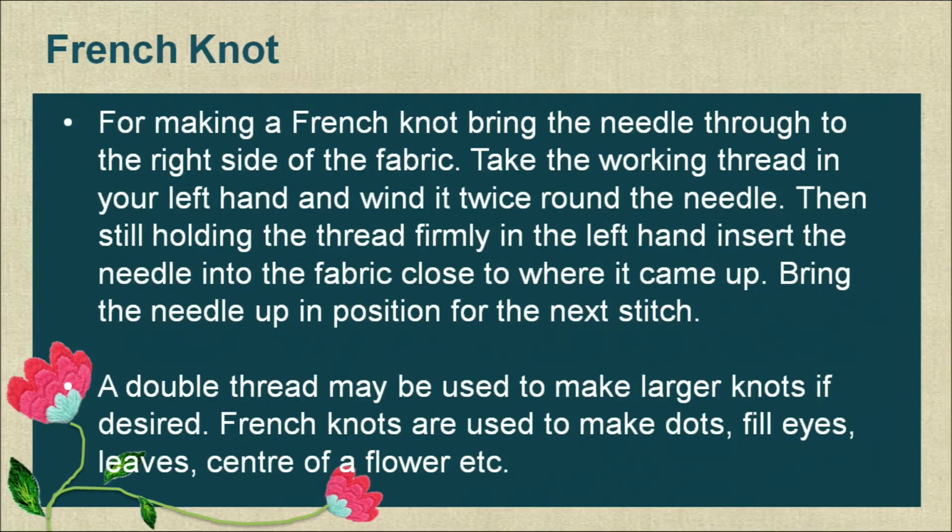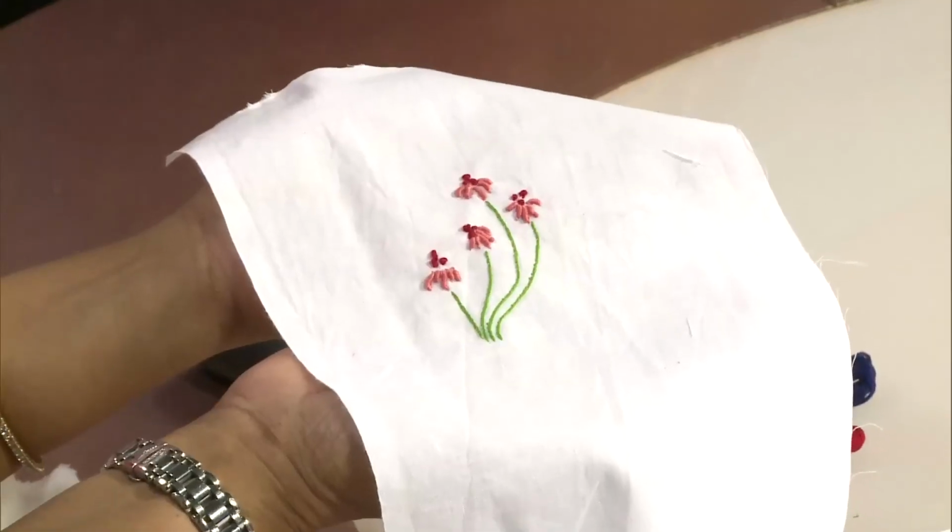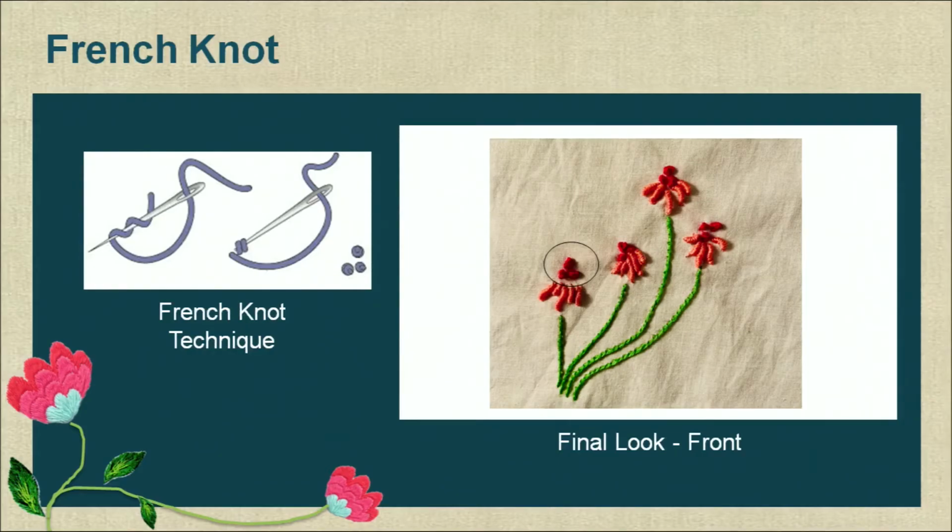A double thread may be used to make a larger knot if desired. French knots are used to make dots. You fill eyes, you can fill up leaves, you can also make the center of the flower, as you can see in the sample. So this is how a French knot is made, where the needle is taken, you wind the thread and you make beautiful dots. Now I'll request Sarika to show you how a French knot is made.